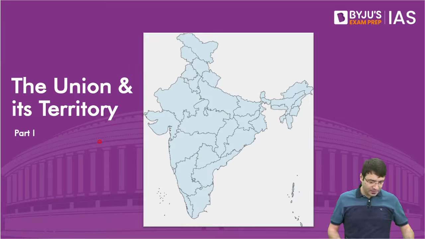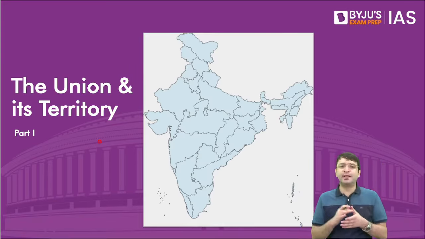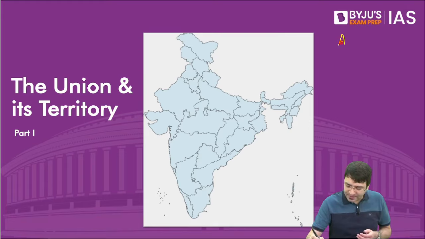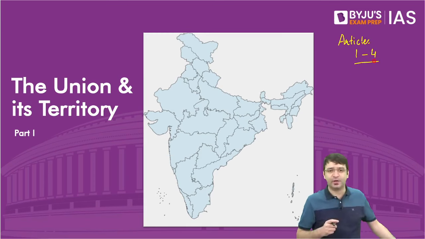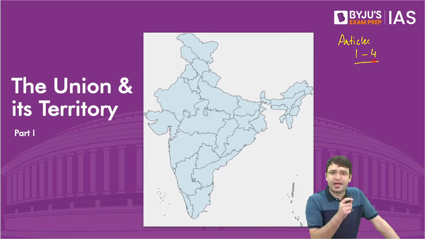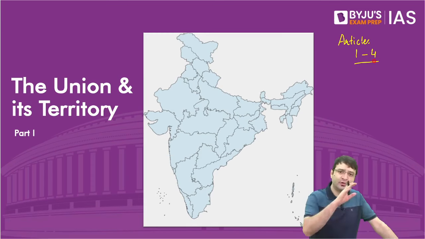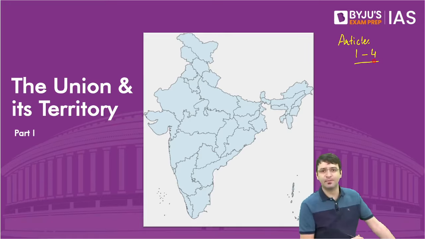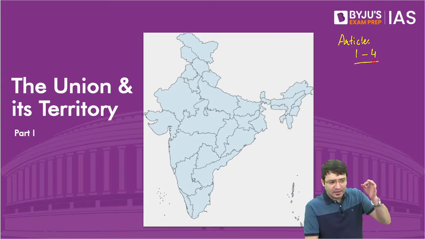Okay. Now let's look at Union and its territory, part 1 of the Constitution. Here we have to discuss articles 1 to 4. But listen to me carefully. Sir, do I have to memorize all the articles of the Constitution? No. Sir, do I have to memorize what is Article 1, 2, 3, 4? No. Just understand the concept. But I will still go by article so that there is continuity, so that there is flow.